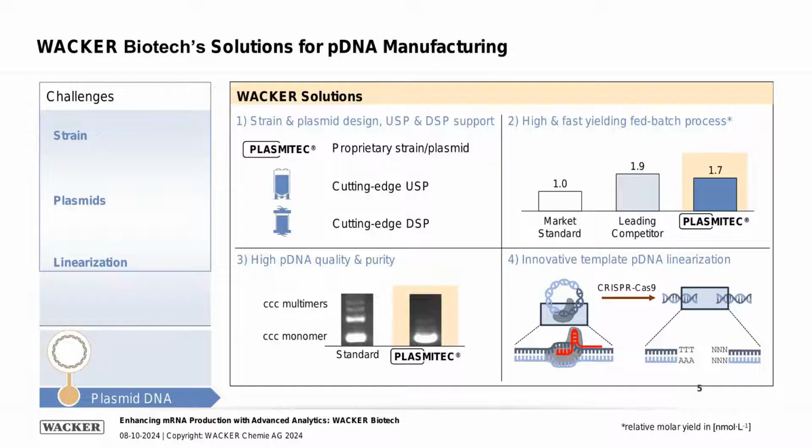Our PlasmidTech strain and the adaptation of the USP protocol already allows high purity of supercoiled plasmid DNA during fermentation, and our cutting-edge DSP process is capable to purify supercoiled pDNA to purities of above 95%. We also work on innovative technologies. For example, we recently patented a new approach for faster and higher pDNA production in E. coli. Or, for example, we have worked on a new approach for plasmid DNA linearization using a CRISPR-Cas9 approach.